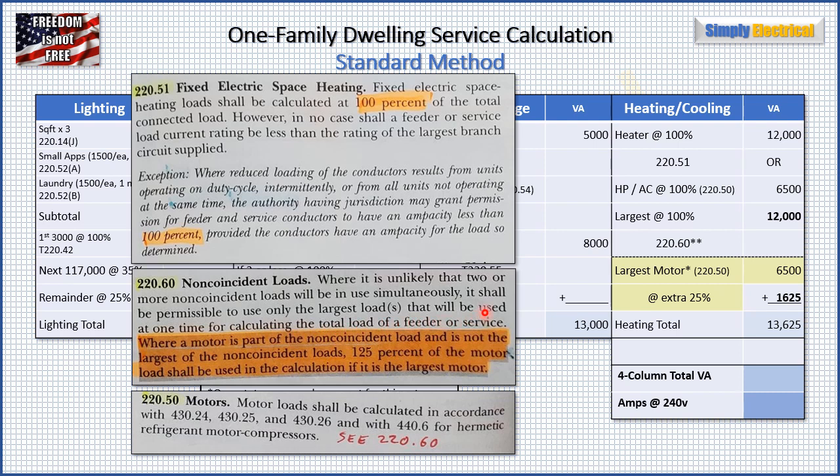This is what it used to be. This is all this 220.60 used to say. This next sentence was not included until the 2020 code. So let's take it as it is first, what we've read.